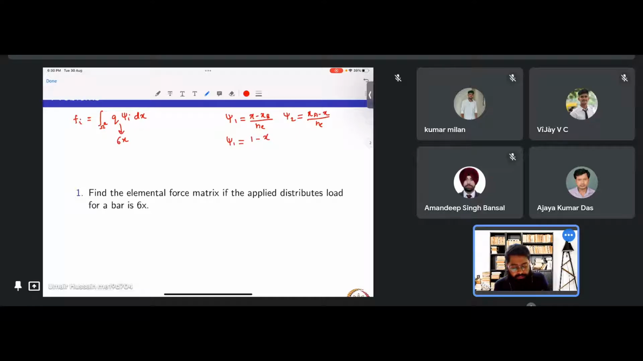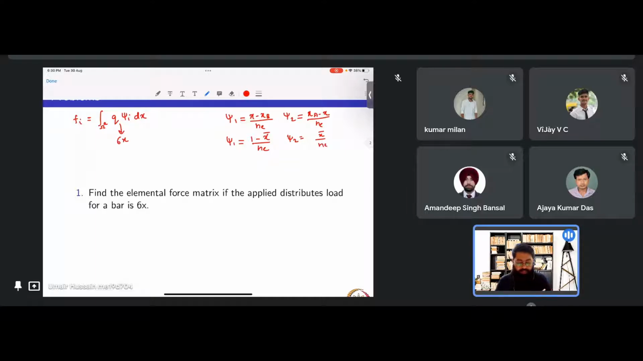1 minus g. Why can't we use this one? Sorry, this is for local coordinate, I think. Yes, right. Exactly, exactly.